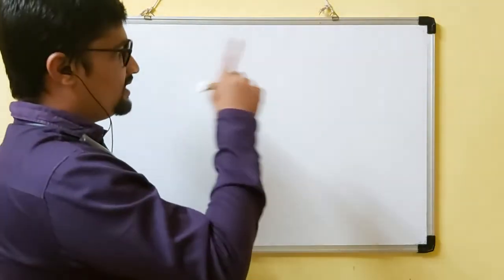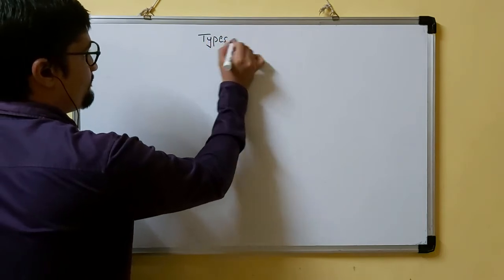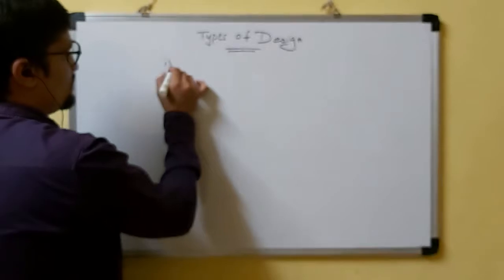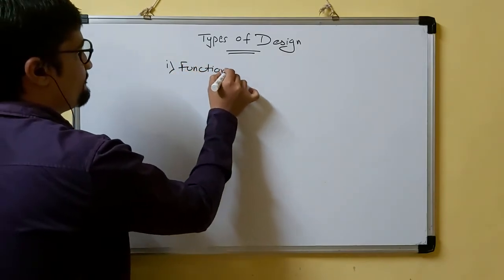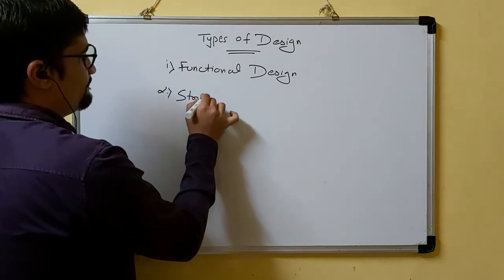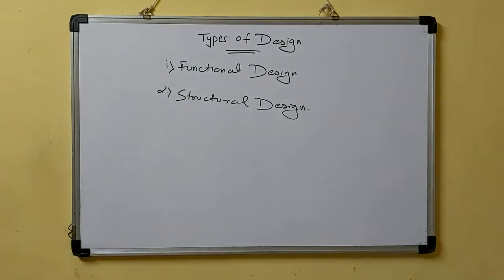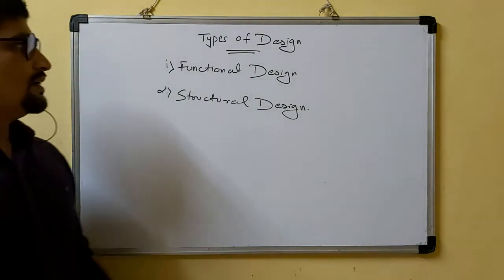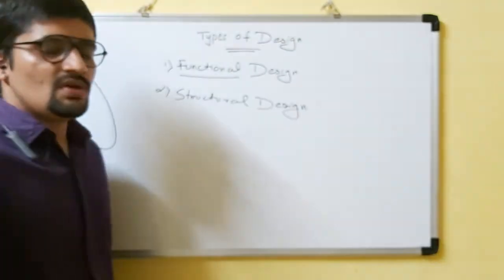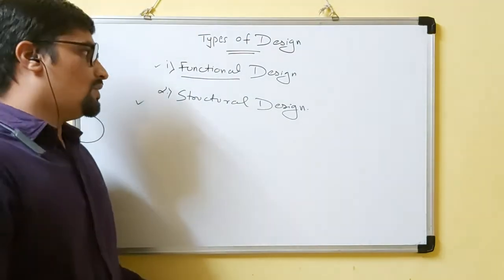So by this, we can say that the design has two parts. First one is functional design and second one is structural design. Both of these are important for a client. The client will only see this portion, but the structural engineer has to see both the functional view and the structural design. So what do we need to take care of in functional design?